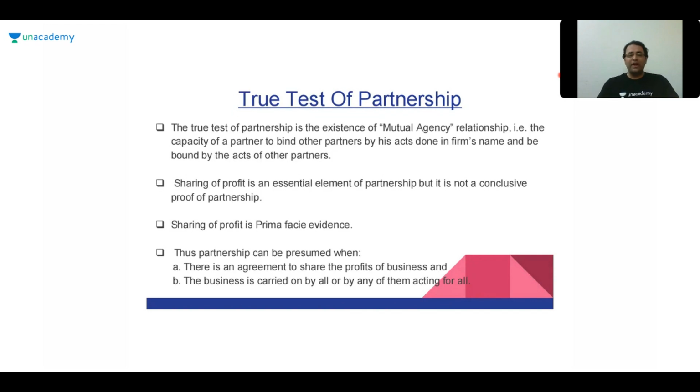Okay, now what is the true test of partnership? We might come across documents or things claiming to be a partnership, but what is the true test of partnership? The true test of partnership is the existence of a mutual agency relationship. That is the capacity of a partner to bind other partners by his actions done in the firm's name, and to be bound by the acts of other partners. Please remember, subject to the provisions of the partnership deed.